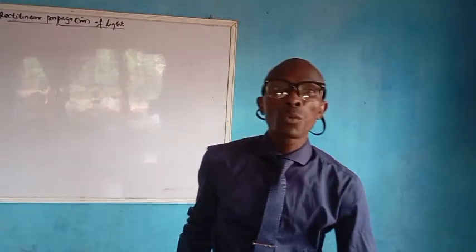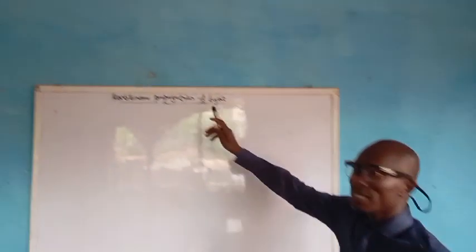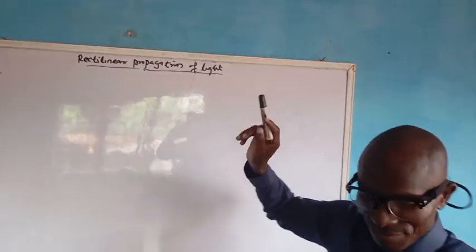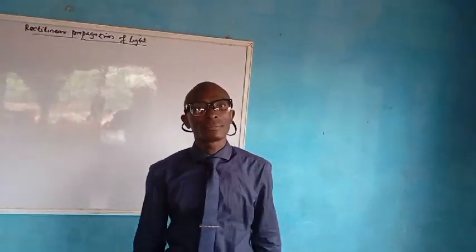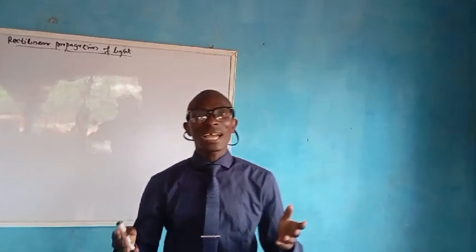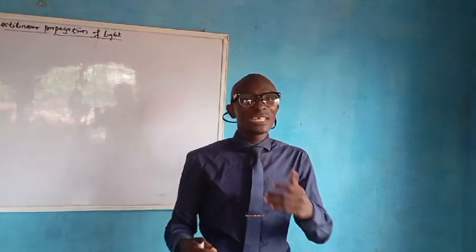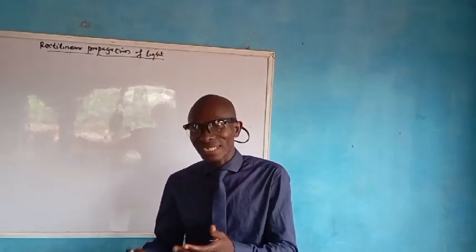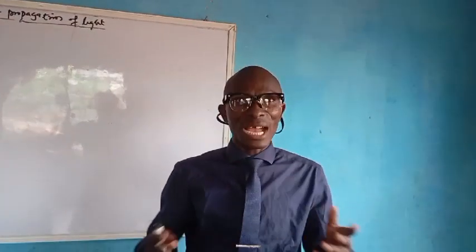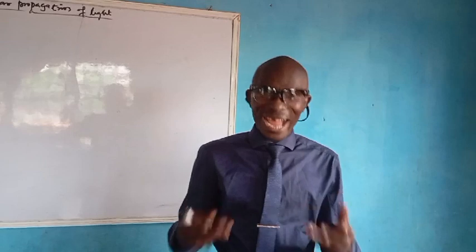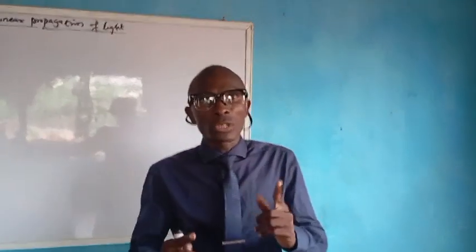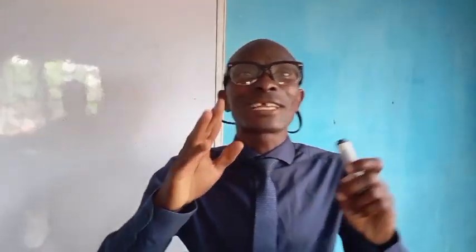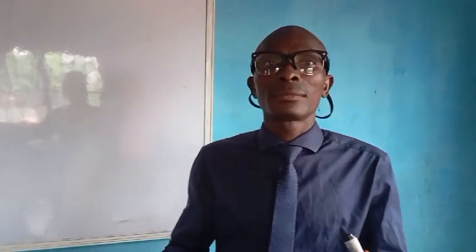Here we want to be talking about rectilinear propagation of light. Look at it on the board. Rectilinear propagation of light is simply a phenomenon whereby light travels in a straight line. And light traveling in a straight line has two natural effects on humanity. You will be asked, maybe in JAM, WAEC, any exam you are writing, what are the two natural effects produced by the rectilinear propagation of light. The two natural effects are the formation of shadow and eclipse. The formation of shadow and eclipse is as a result of rectilinear propagation of light. Are you getting me now?